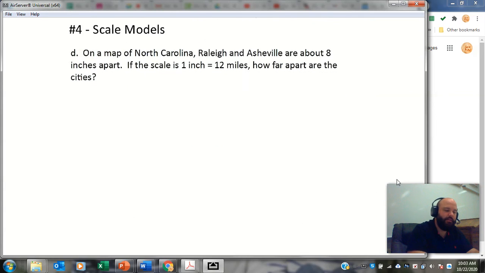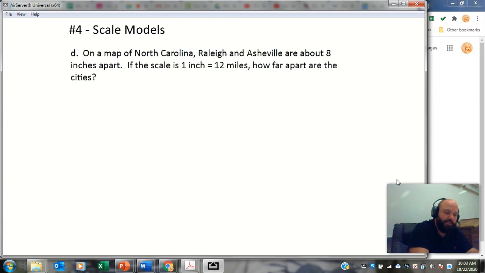Okay, last one. Another scale model problem. It says a map of North Carolina, Raleigh and Asheville are about 8 inches apart. If the scale is 1 inch equals 12 miles, how far apart are the cities? So this is exactly what I was talking about. If you open up Google Earth or just Google Maps, you can see when you zoom in and out with your fingers, the scale at the bottom right-hand side will change based on how far you're zoomed in and zoomed out.